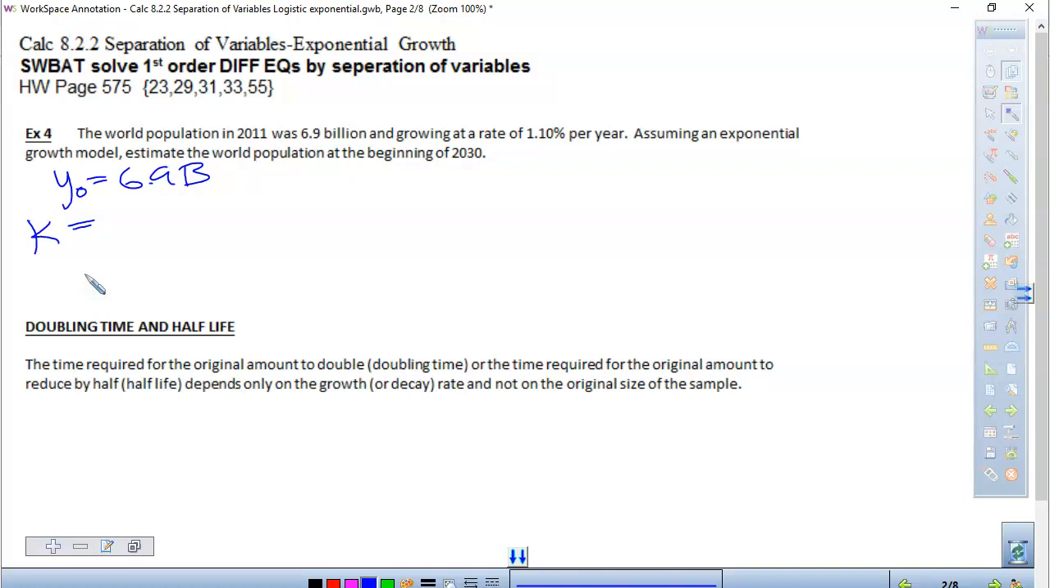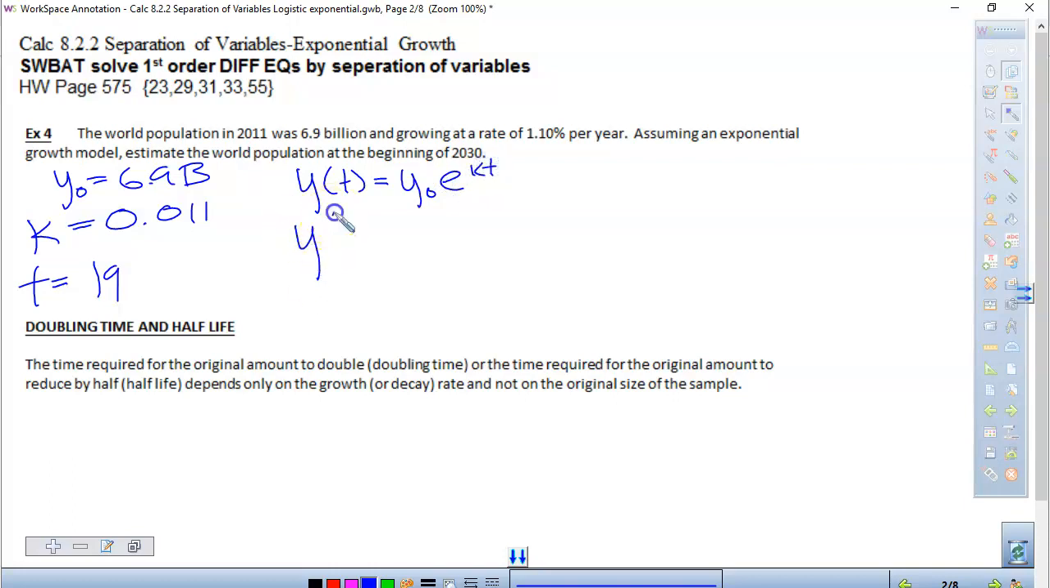This is given as a percent. We're always going to write k as a decimal, so it's going to be 0.011. Okay? And the time in this particular problem is 19 years. We're not really doing any calculus yet. So y of t, according to the formula, is y sub 0 e to the kt.